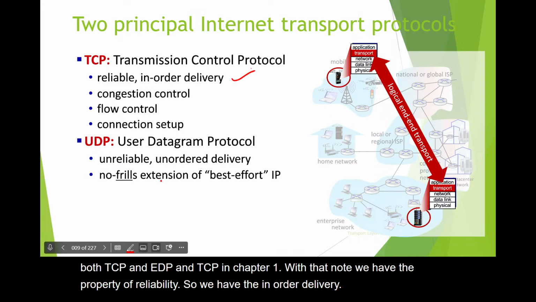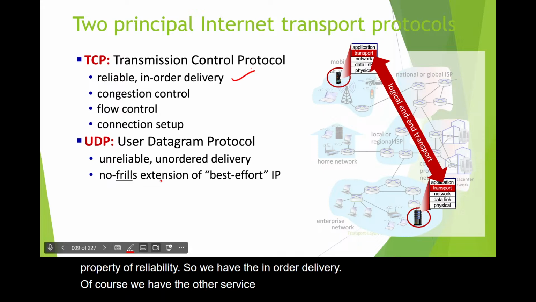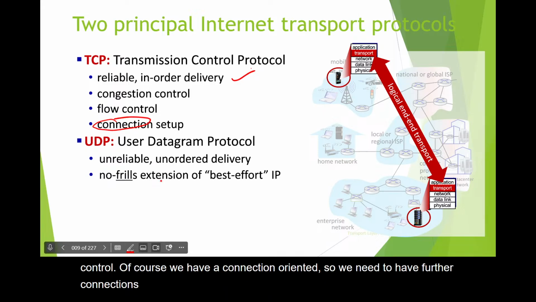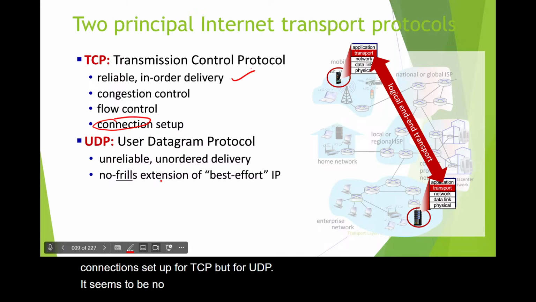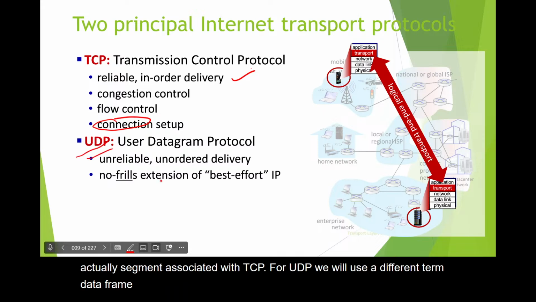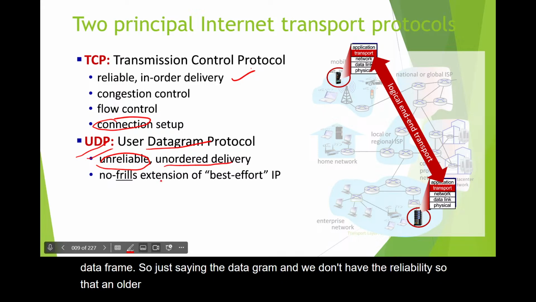And of course, we have the other services, including congestion control and flow control. And of course, TCP is connection oriented, so we need to have the connection set up for TCP. But for UDP, there seems to be no service provided. It just sends the datagram. For TCP we say segment, but for UDP we will use a different term, datagram. So it just sends the datagram, and we don't have reliability or in-order delivery.